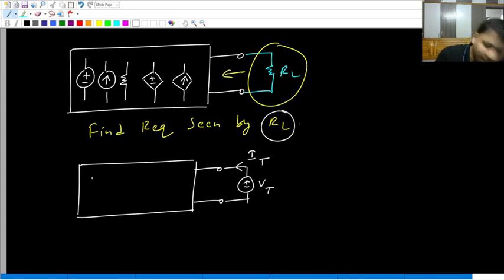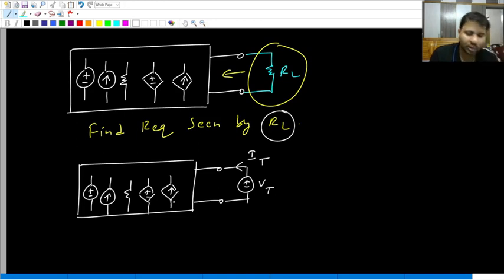And inside the box, all the independent sources, you make them 0. First, let me draw all the elements. So there is the same box, and while finding this equivalent resistance, you have to make the independent sources 0. Let the dependent sources remain, let the resistors remain. It is only the independent sources.